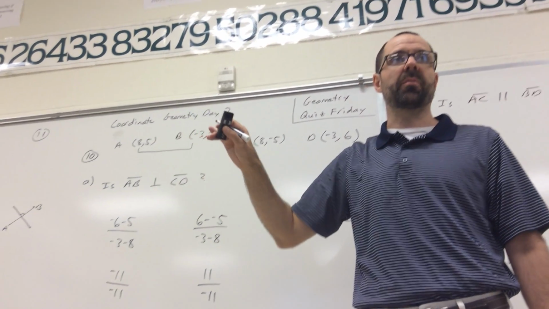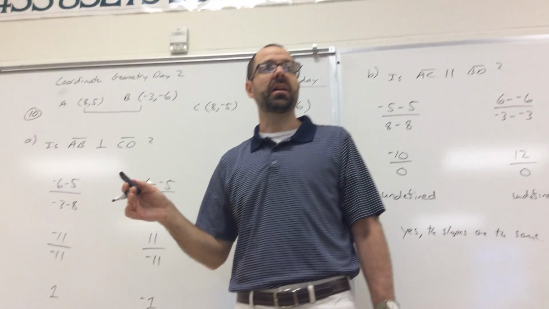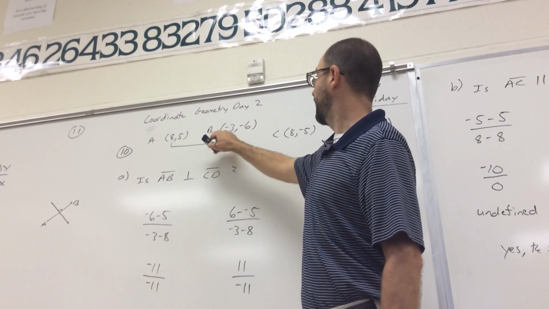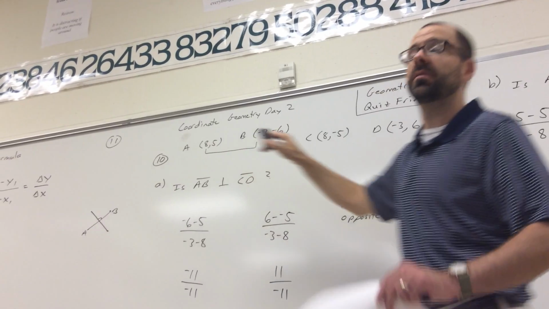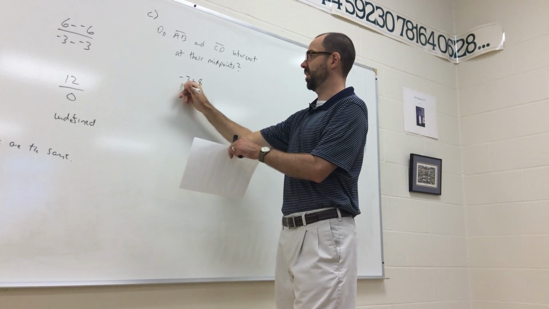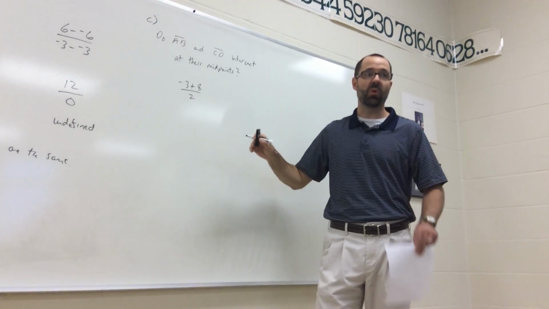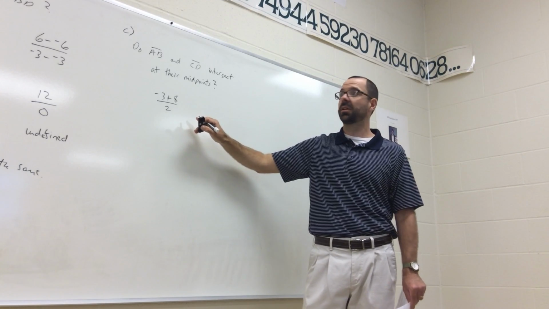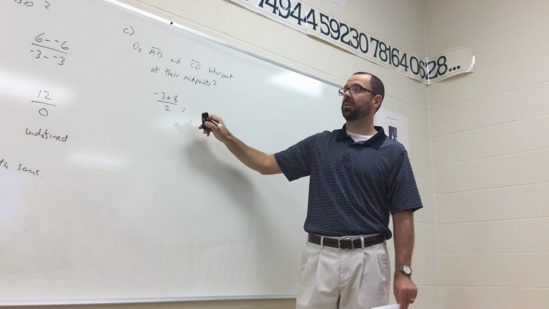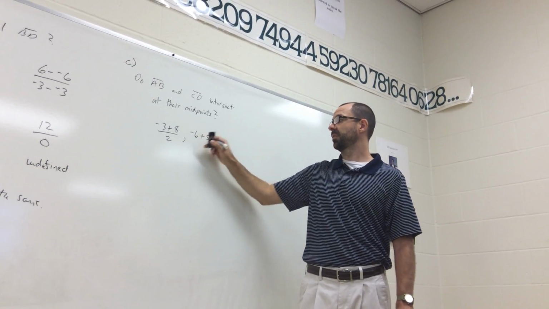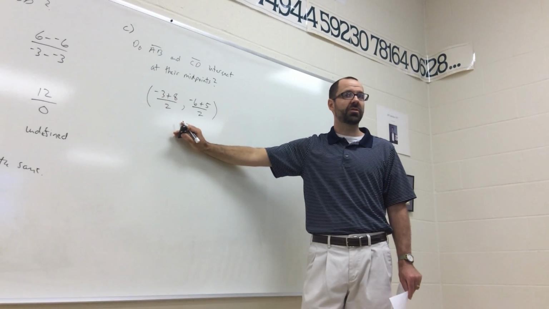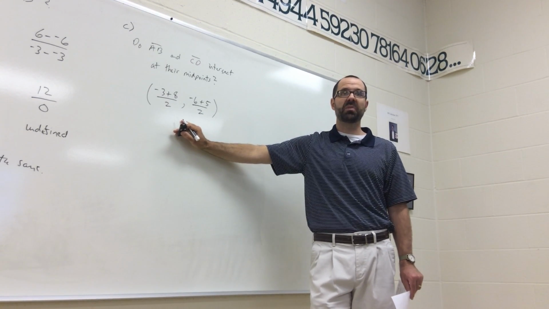Okay, so that's yesterday's formula. The midpoint, you add, and you start with the x's. So 8 and negative 3. So it's negative 3 plus 8, and then you divide by 2. This is the midpoint formula, finding the exact middle between these. So negative 3 plus 8 divided by 2, and then there's a comma, and then negative 6 plus 5 divided by 2. So here I'm finding the exact middle between A and B.